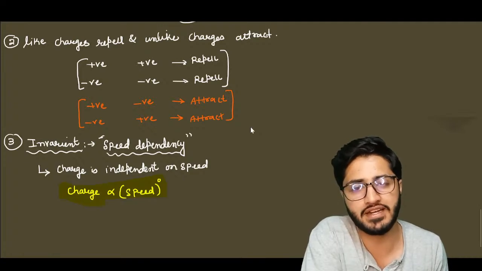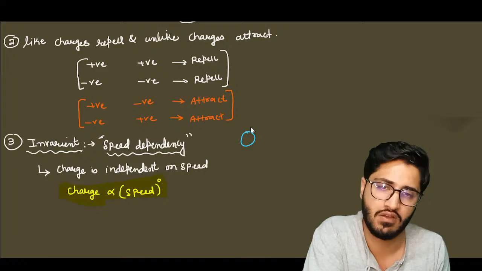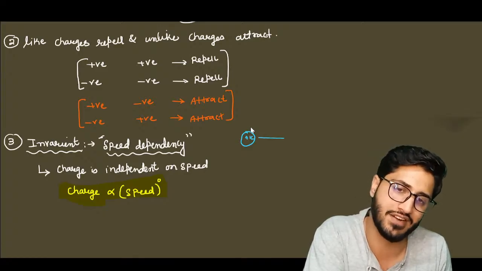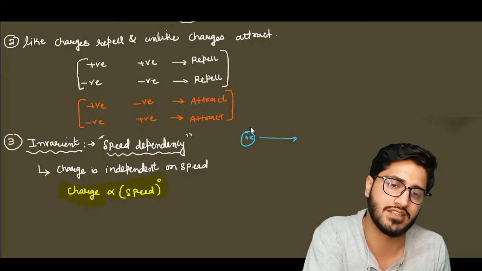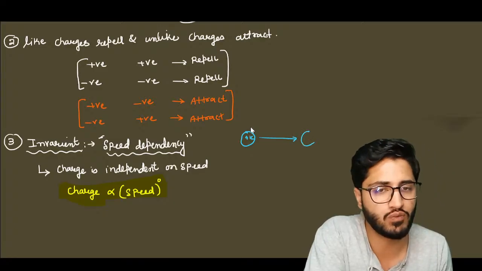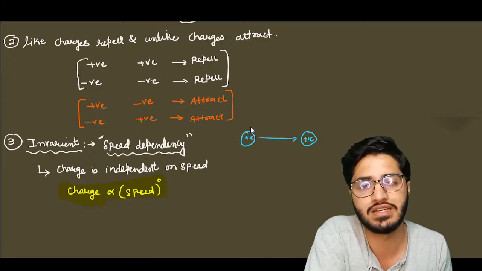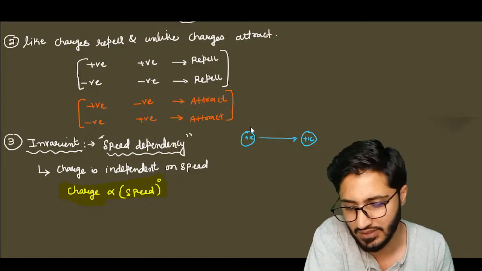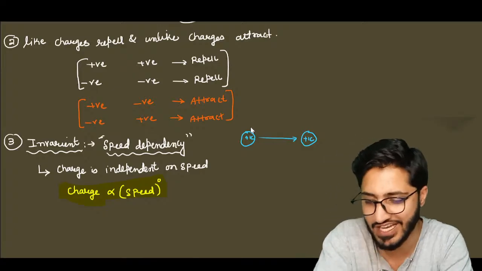So which simply indicates if this is my object which I charge plus 1 coulomb, now if this object is accelerating, if it is moving, there won't be any effect on its charge. No effect of the speed.